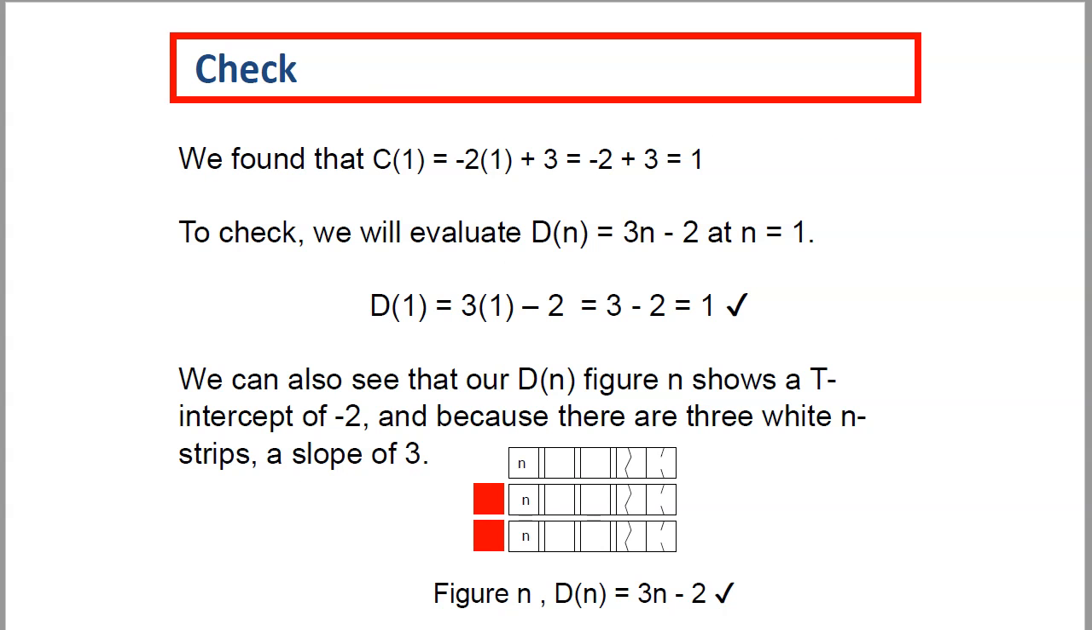Let's check. We found that C of 1 is 1, and to check, we'll evaluate D of n also at n equals 1. D of 1 is 3 times 1 minus 2. 3 minus 2 is 1, which checks. We can also see that our D of n figure n shows a t-intercept of -2, and because there are 3 white end strips, a slope of 3. So that also checks.